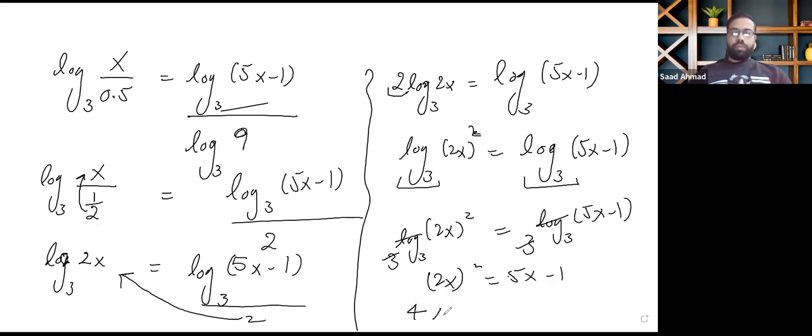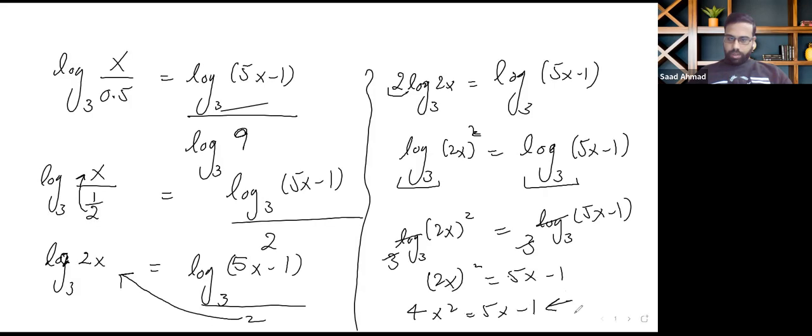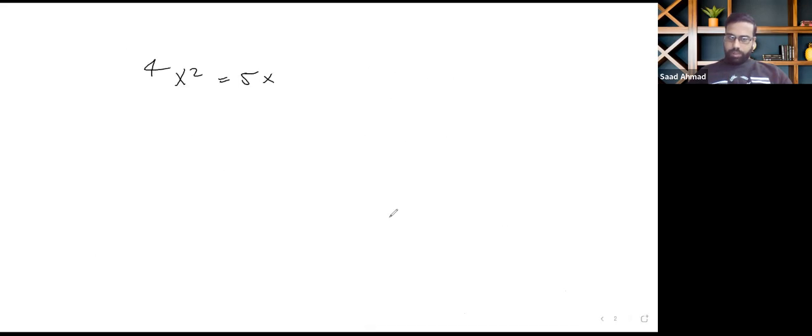We can write it as 4x squared equals to 5x minus 1. So that's how we can solve this. We solve this logarithmic problem, and now it's just an equation. It's a quadratic equation. The quadratic equation is 4x squared plus 5x. Wait a second. It was 5x minus 1. So you move that to the other side.